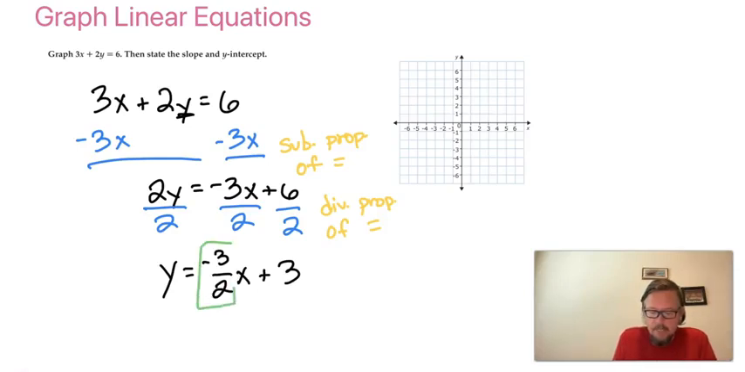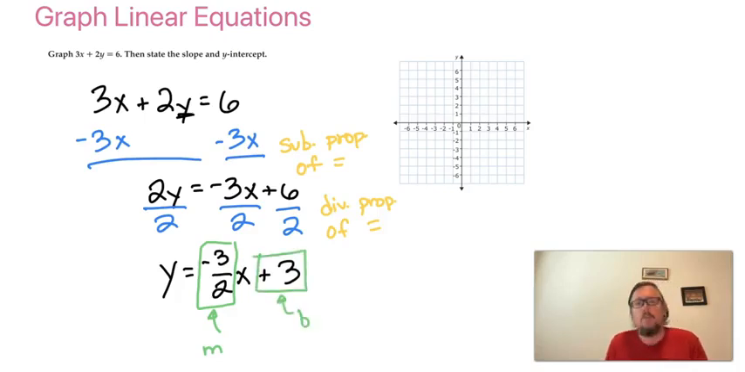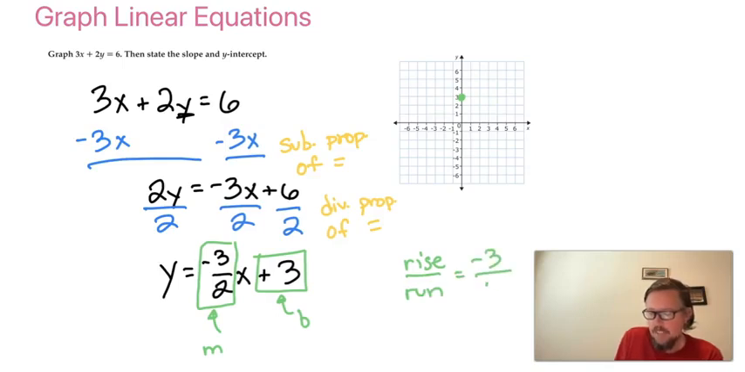This value right here, the negative 3/2, that's our m, which is the slope. And this positive 3 here, that's the b, which is our y-intercept. So let's put those 2 points on the graph. On the y-axis, we put a point at 3. That's our y-intercept. And then a slope of negative 3/2 means our rise over run is going to be negative 3 over 2. So the rise of negative 3 means we're going to go down 3 and over 2.